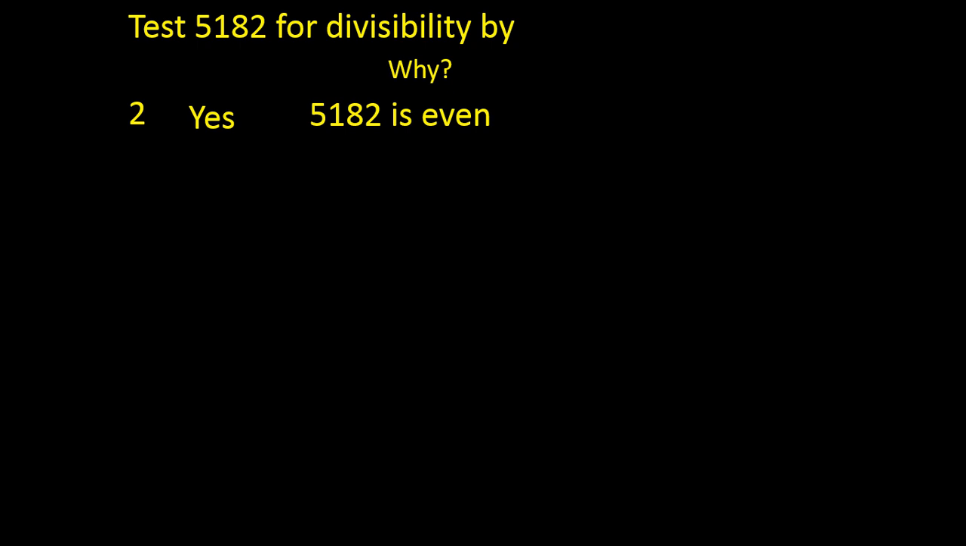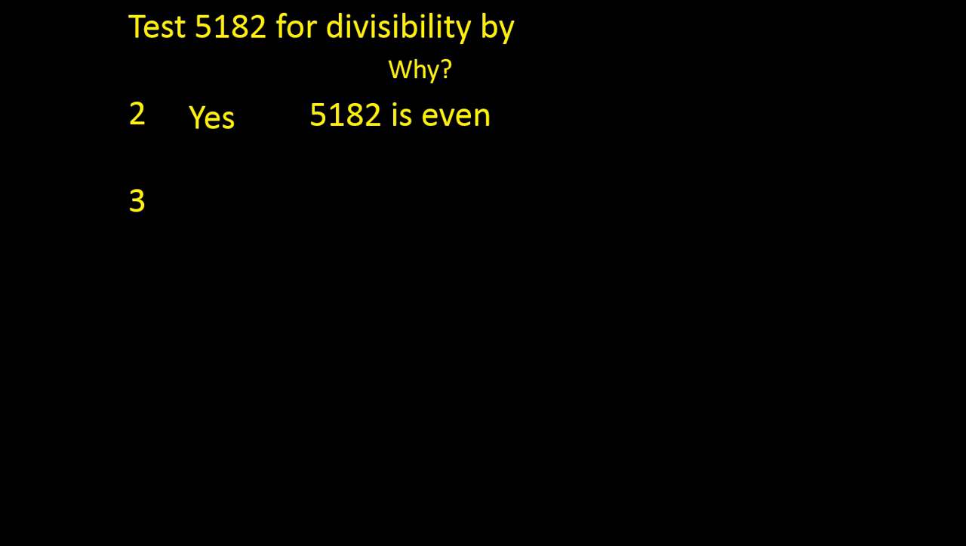Now when we're testing numbers for divisibility, we're not dividing by the number we're testing for. In other words, we are not actually dividing 5,182 by 2. When we're asked to test for divisibility, we are asked to determine if the number is divisible by another number by using these rules, not by actually dividing by that number.